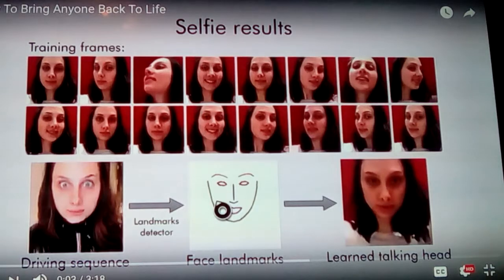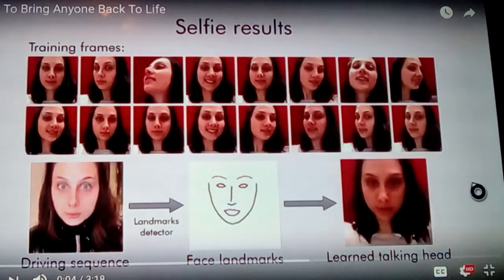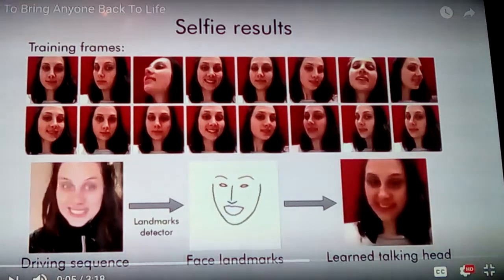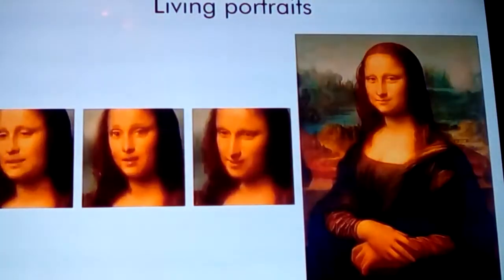And indeed, it still has problems if you try to put somebody with a long face with somebody with a round face and so on, but it maps it onto it pretty well. So it has facial landmarks and it makes a learned talking head. And then whatever happens on the left happens on the right, and they have the same face.